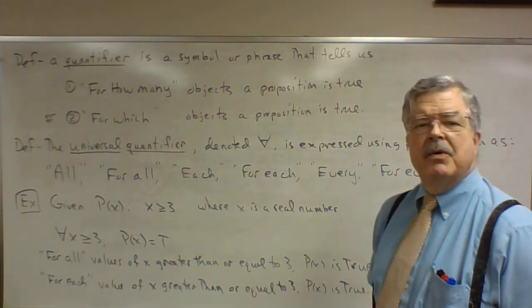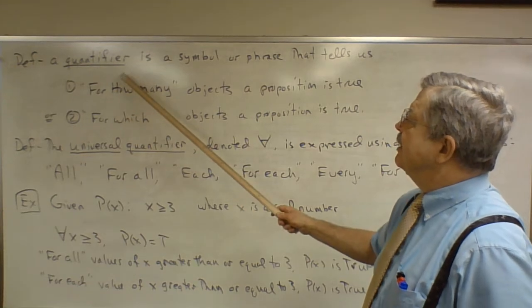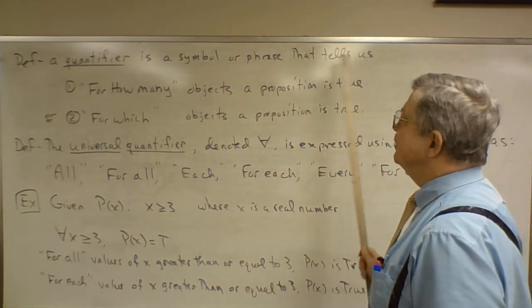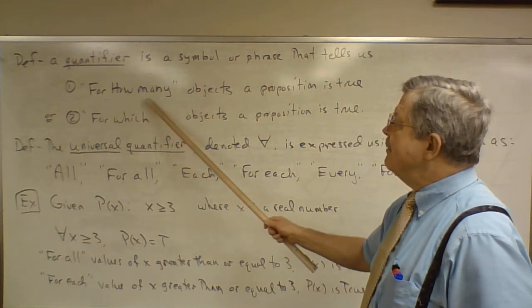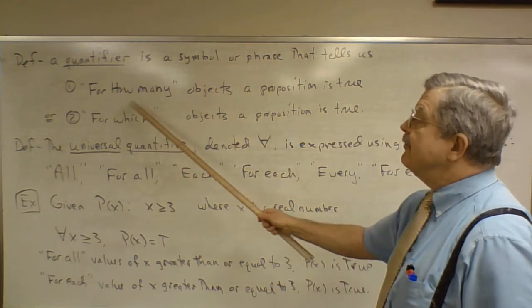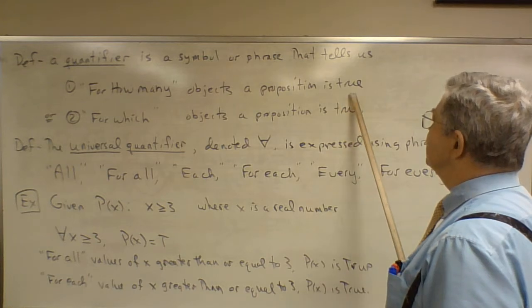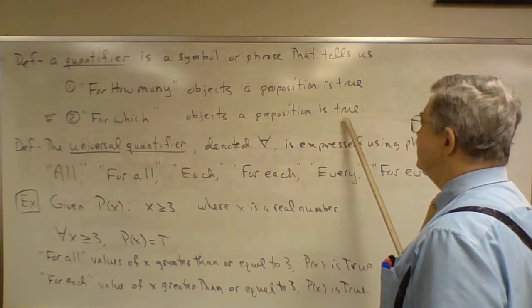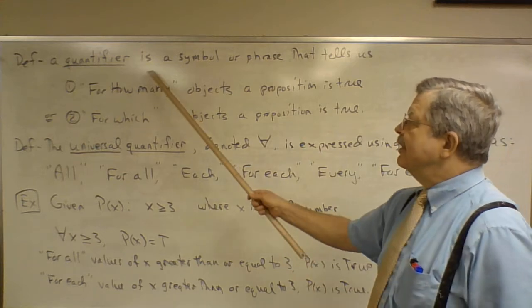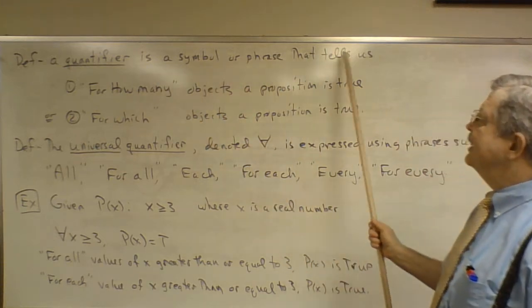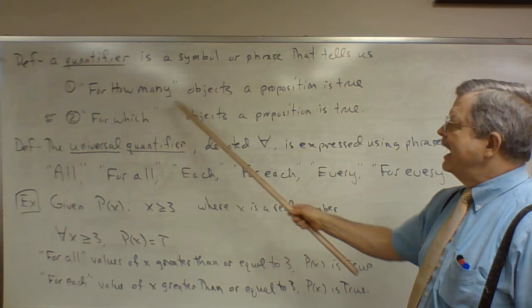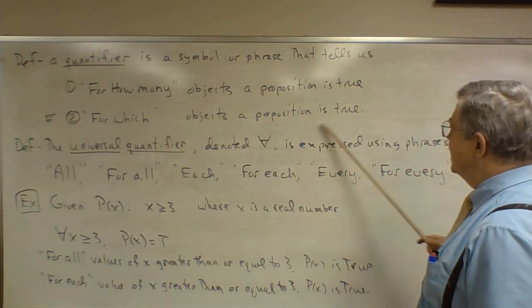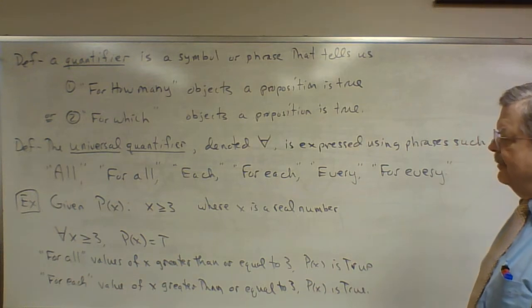Next, we define a quantifier. A quantifier is a symbol or a phrase that tells us for how many objects a proposition is true, or for which objects a proposition is true.